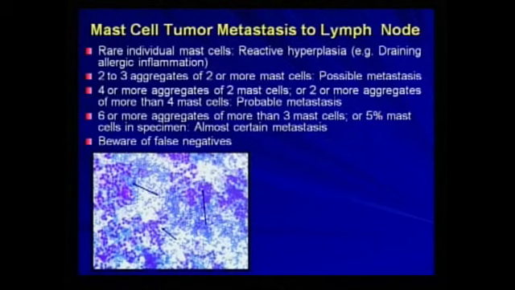4 or more is probable, and if you see 6 or more, or 5% mast cells in the specimen, it's almost certain metastasis. I think that the last line here applies not only to mast cell tumors, but to all lymph node aspirates where you're looking for metastasis.